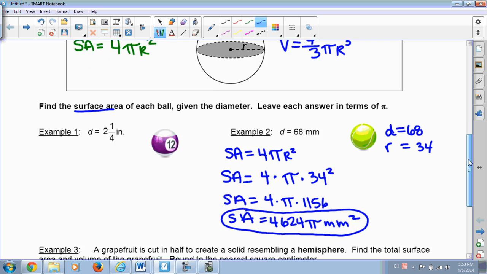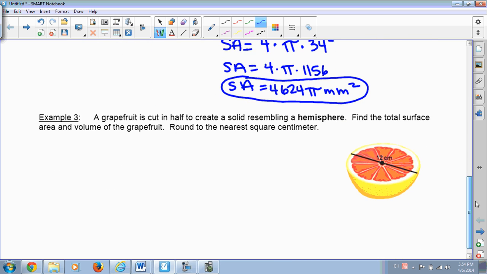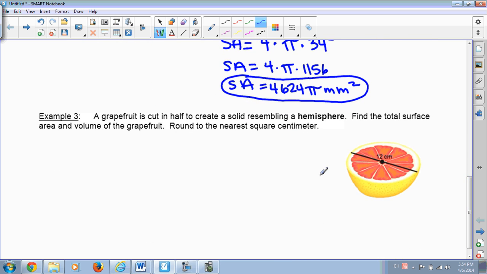Okay. Let's go ahead and look at example number 3. This involves a sliced open grapefruit, and you can see that this is the great circle as it's sliced open, and here's the center. A grapefruit is cut in half to create a solid resembling a hemisphere. Okay, this word is important because a hemisphere, kind of like the northern and southern hemispheres of the Earth, a hemisphere is just half a sphere.